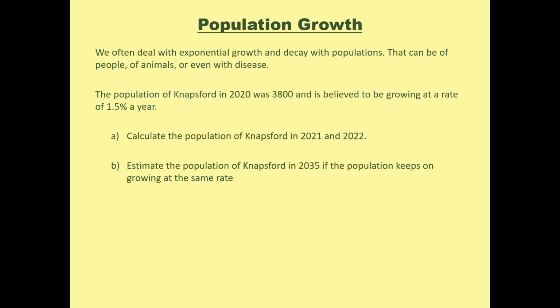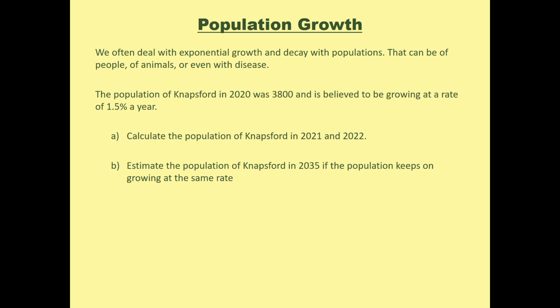Now, like I say, we often deal with exponential growth and decay with populations, and that can be of people, of animals, or even, like I just said, with disease. So question here, and this was taking into a bit more of an advanced level of what we're going to look at. The population of Knappsford in 2020 was 3,800 and is believed to be growing at a rate of 1.5% a year. We've got 2 questions there for you to have a go at.